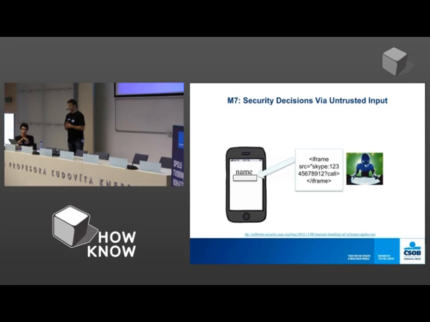Risk number 7. Security decisions via untrusted input. It's a bit related to the HTML injection. The example I'm going to show: I have an iPad, well, a mobile application. I have an entry field. I'm supposed to enter my name. Then this guy comes up. He has some malware installed on my application where he's going to abuse my iOS URL schemes. And he enters this. So I'm entering my name, but behind the scenes, this is entered.